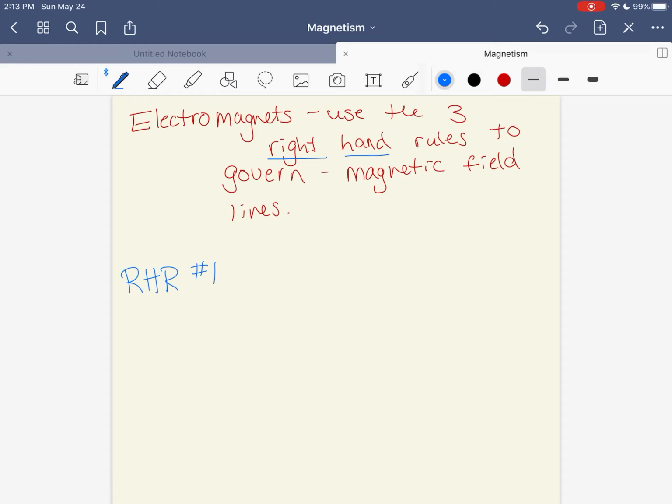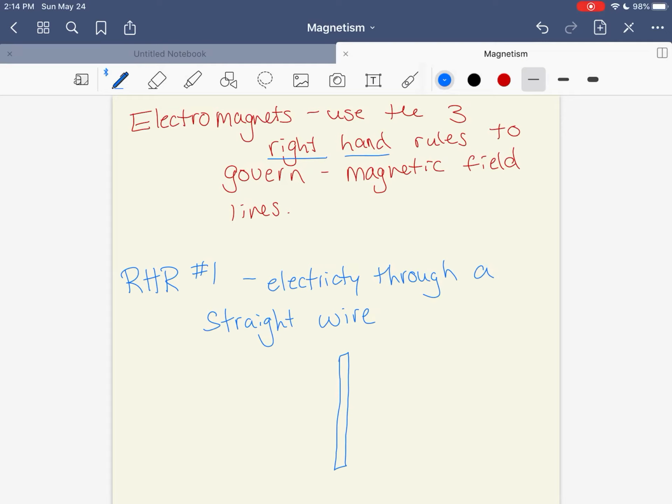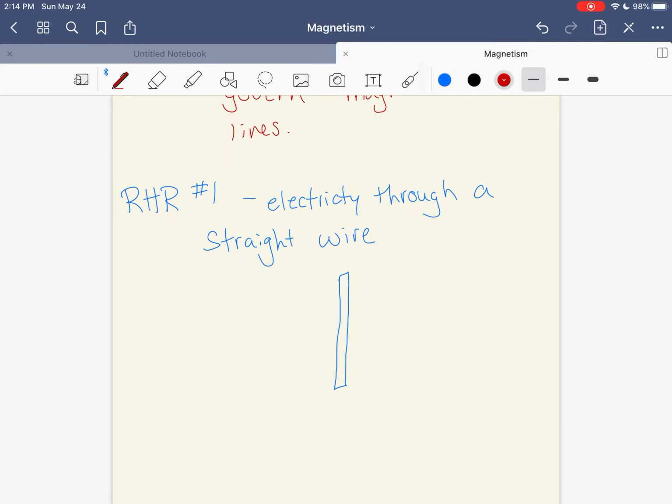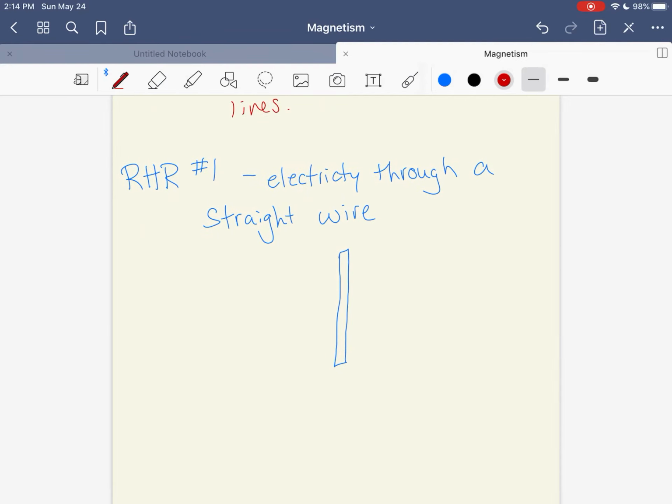Right-hand rule number 1 is going to involve electricity through a straight wire. A straight wire really just means a thin wire like this that is relatively straight. It doesn't have to be perfectly in line. It could have a slight bend to it if you needed it to. It would still be considered under right-hand rule number 1 to be a straight wire. Okay. Now, with right-hand rule number 1, we have electricity going through a straight wire.